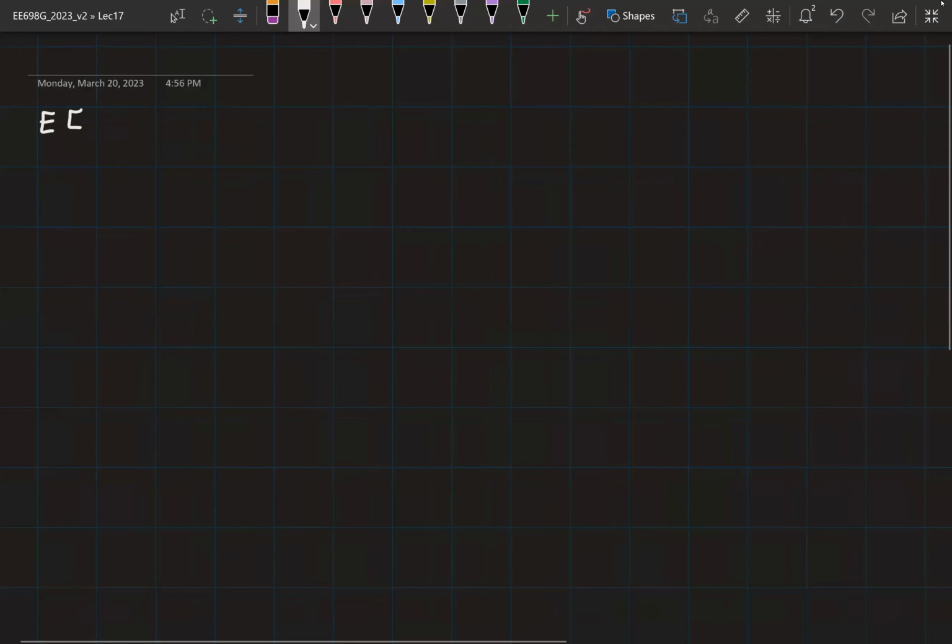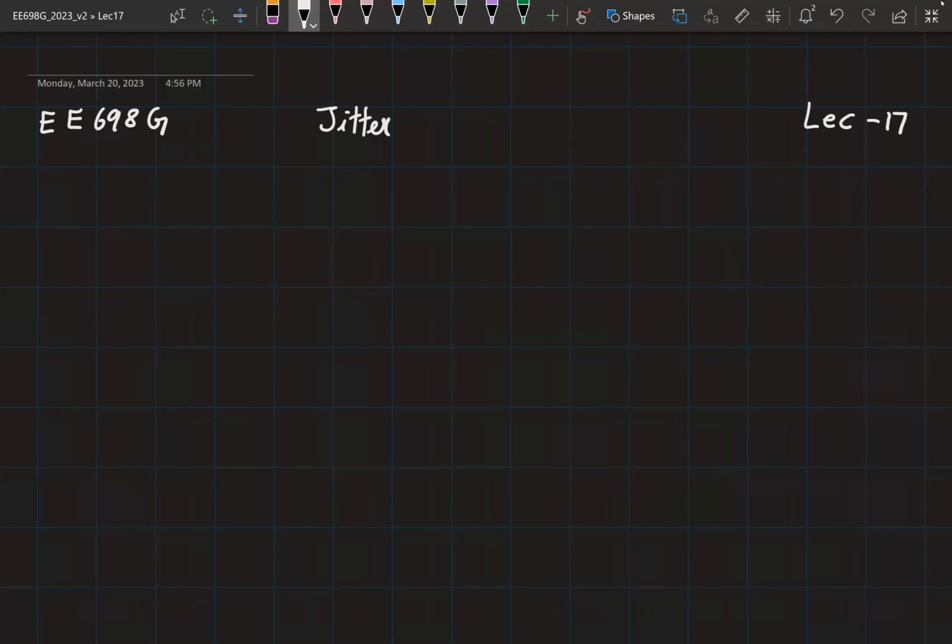So this is EE698G. We are at lecture 17. So we are continuing our discussion on jitter and phase noise. And in today's class, we'll be qualitatively looking at how this jitter and phase noise is going to manifest in some of the commonly used circuits.